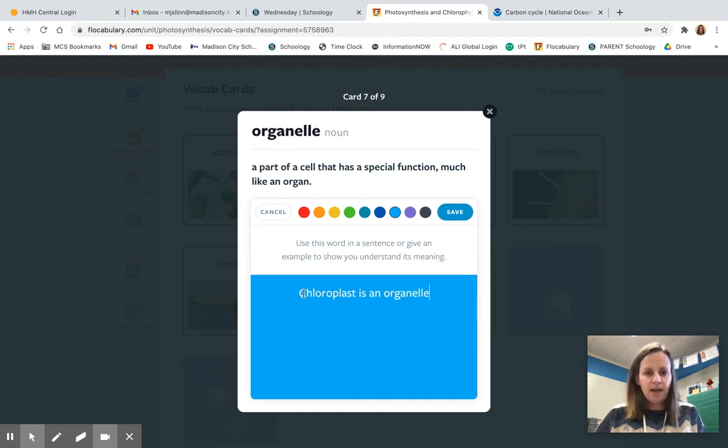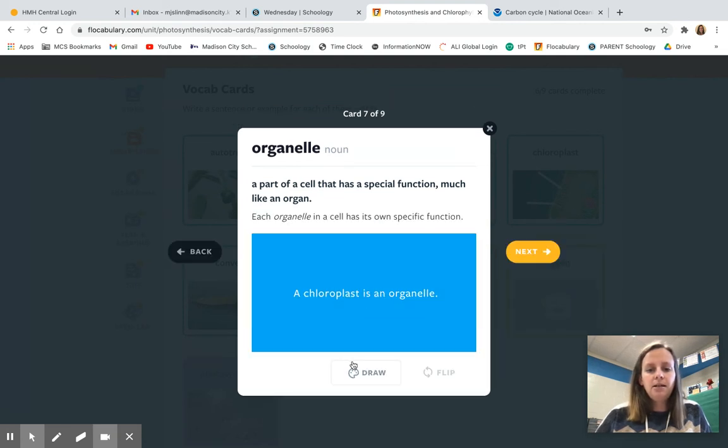Okay, a chloroplast is an organelle. Period. When you're writing your sentences, don't forget we need to have a capital letter at the beginning and a period at the end.